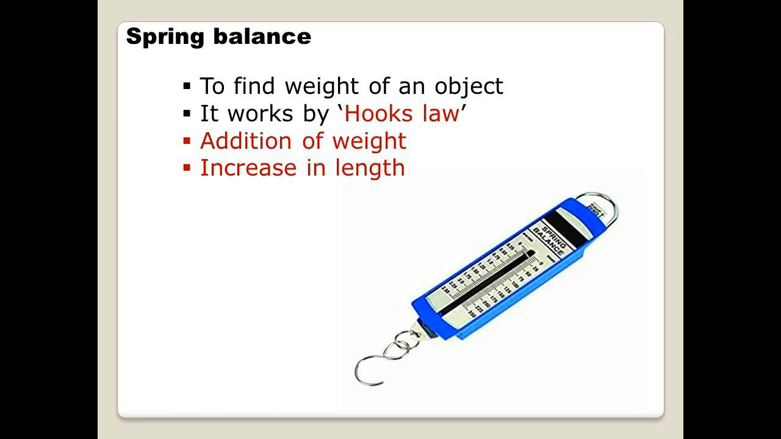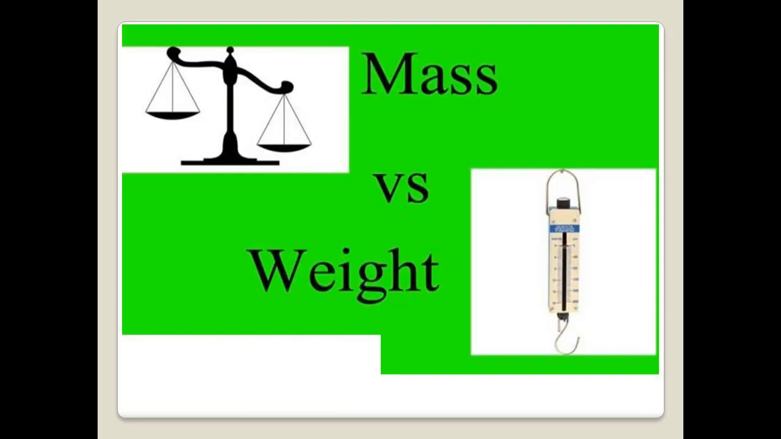Weighing balance. This balance helps us to find the weight of an object. It consists of a spring fixed at one end and a hook attached to a rod at the other end. It works by Hooke's law, which states that addition of weight produces a proportional increase in the length of the spring. A pointer is attached to the rod which slides over a graduated scale on the right. The spring extends according to the weight attached to the hook, and the pointer reads the weight of the object on the scale.